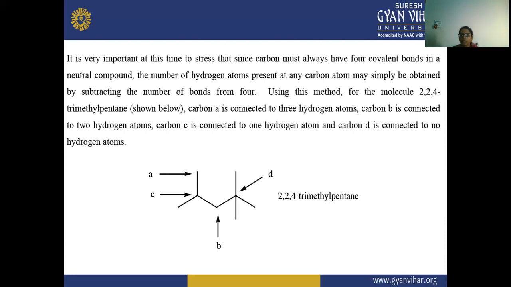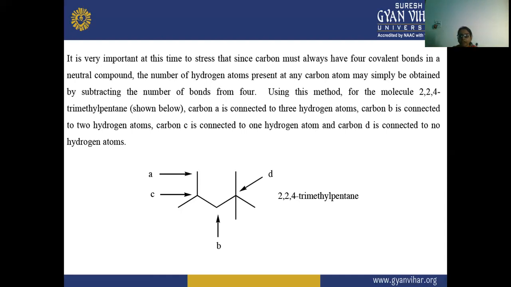So the number of hydrogen atoms present at any carbon atom may simply be obtained by subtracting the number of bonds from 4. Using this method for the molecule 2,2,4-trimethylpentane, the carbon A is having one bond, so it is having 3 hydrogen atoms.